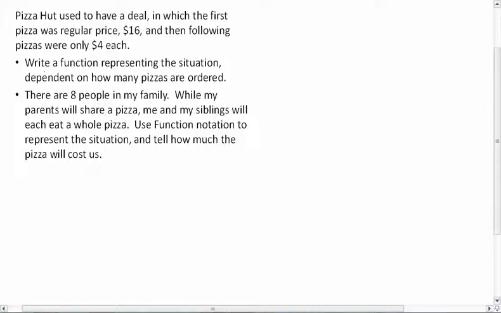But anyway, what we want to do is write a function representing the situation dependent on how many pizzas are ordered. All right? So I know my function is going to need to have both 16 and 4. So I'm going to go c of x. The reason I'm doing c is because that's the total cost. And instead of x, maybe I'm going to put a p. C is dependent on the p. So this is my f of x, I'm doing it in function notation.